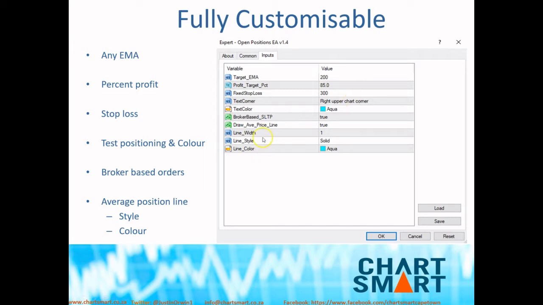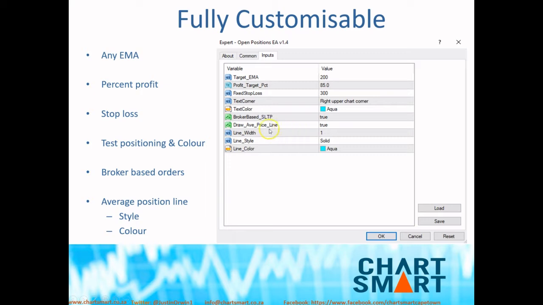Okay, so just in terms of some more customizable options, you can decide where you want the data to be printed: the upper right chart corner or the bottom left-hand corner, and what color you want that text to be. You can also decide whether you want your orders to be loaded in your broker or simply managed by the EA. So that can be set to true or false.